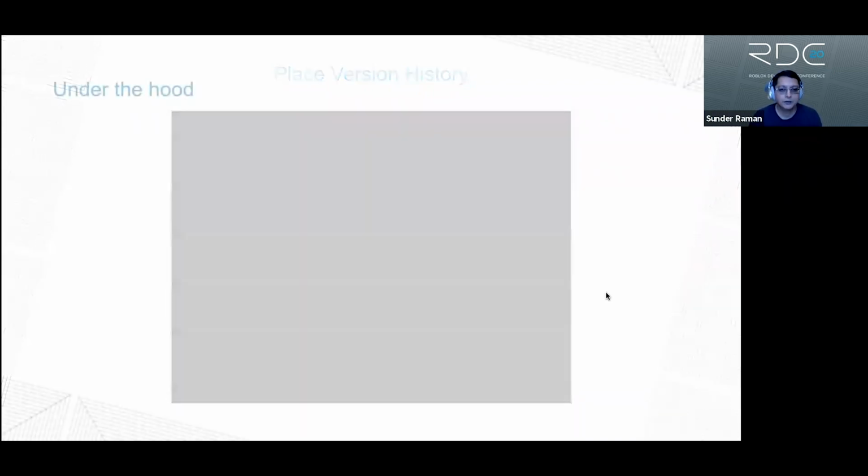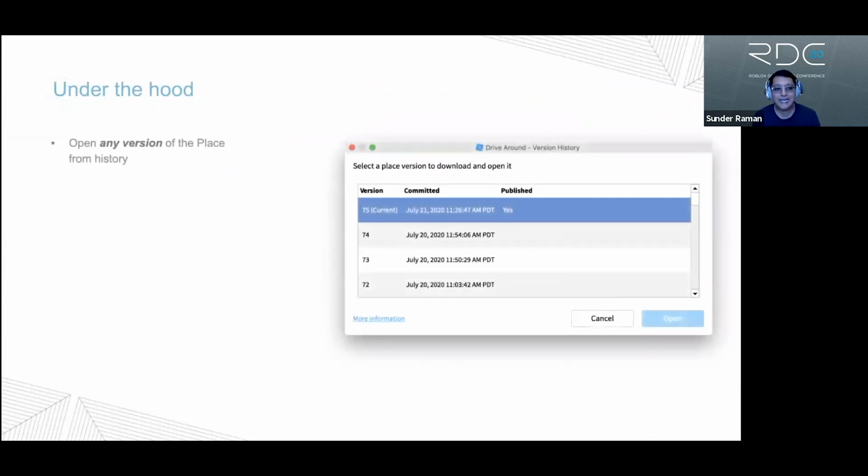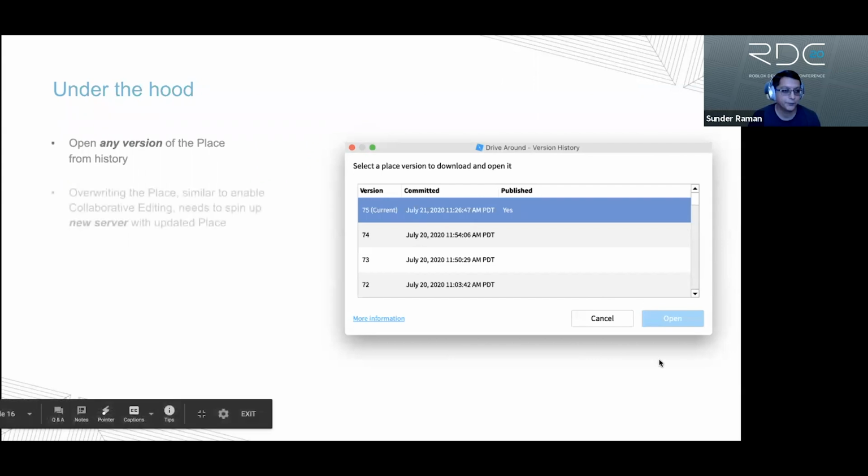So let's take a quick look at what's happening under the hood. As I mentioned, you can open any version of the place from history. You no longer have to revert from the website and then revert again. If all you were trying to do was copy something from a previous version of the place, now you can open any version of the place, which is, I think, going to be pretty useful for you.